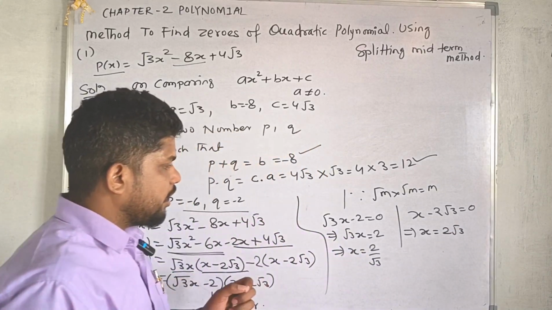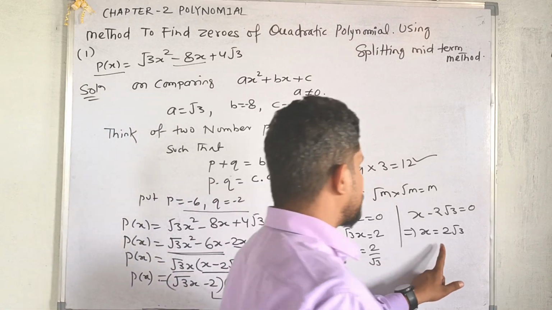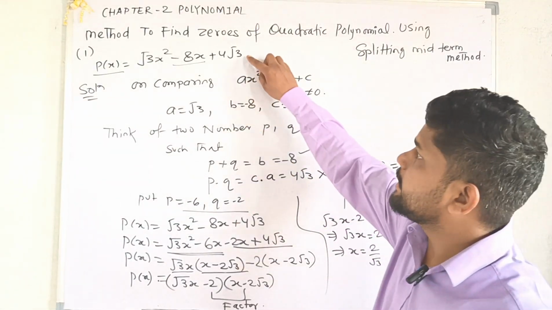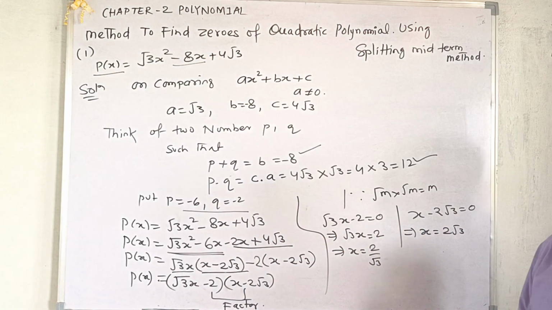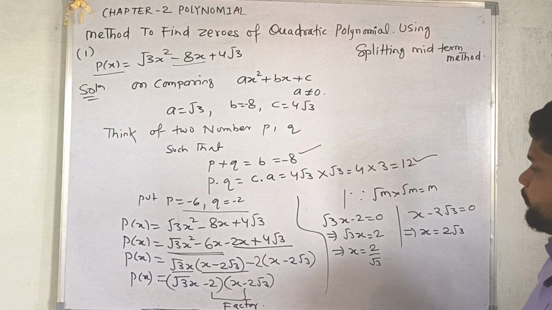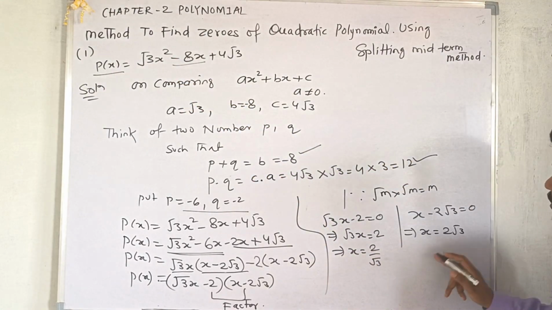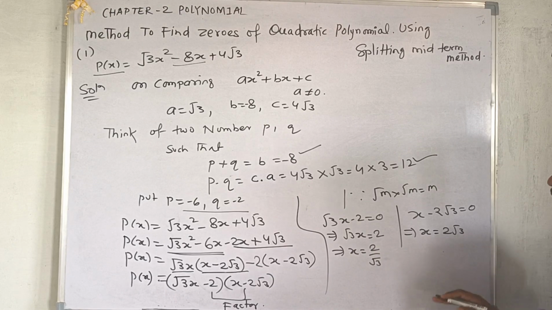So x equals 2 by root 3 and x equals 2 root 3 are the two zeros of this quadratic equation. Since it has degree 2, we have two zeros, that is x equals 2 by root 3 and x equals 2 root 3.